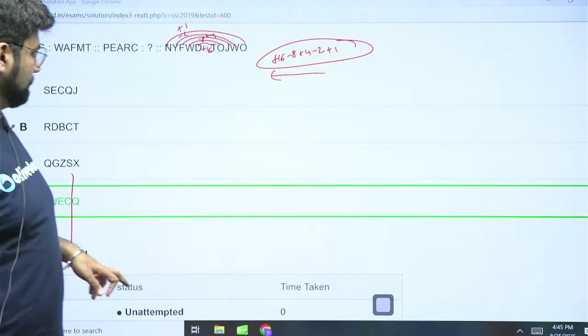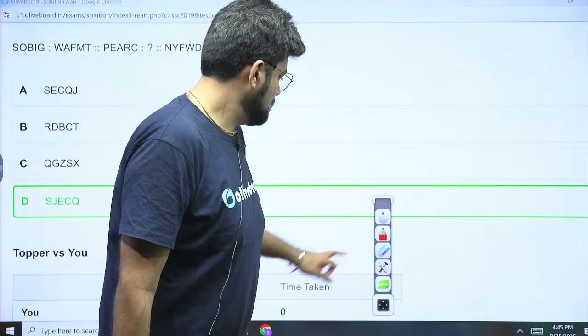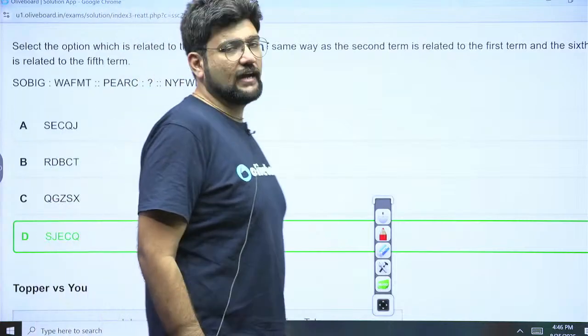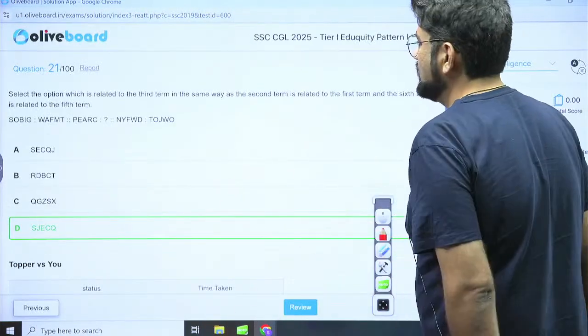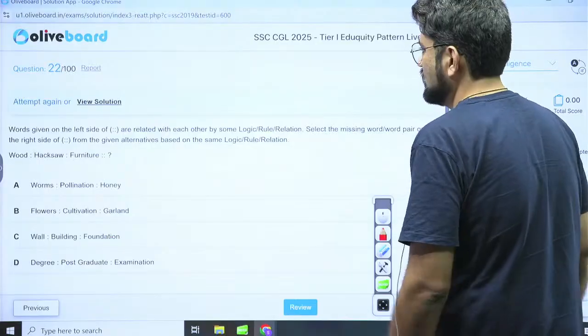How much time did the topper take here? 81 seconds. Okay, he had to figure out the whole thing. Couldn't take a risk. Sometimes you can take a risk. Don't always run away from it.